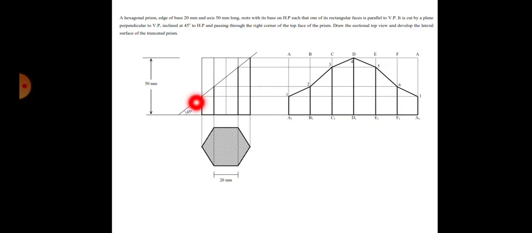And since this point is being cut over here, this much portion has been removed. So that portion has to be drawn lighter. The remaining portion, whatever is there, is darker. So that has to be made dark. Okay, so that will be the final development.